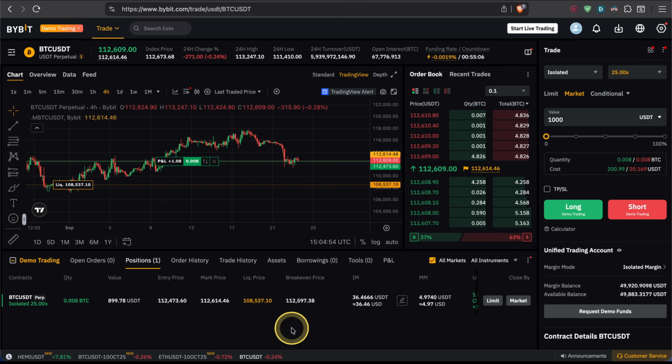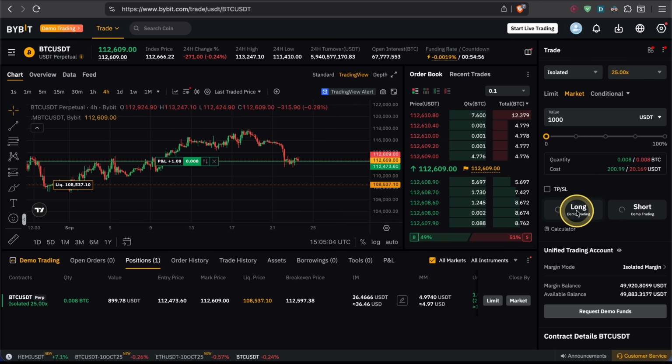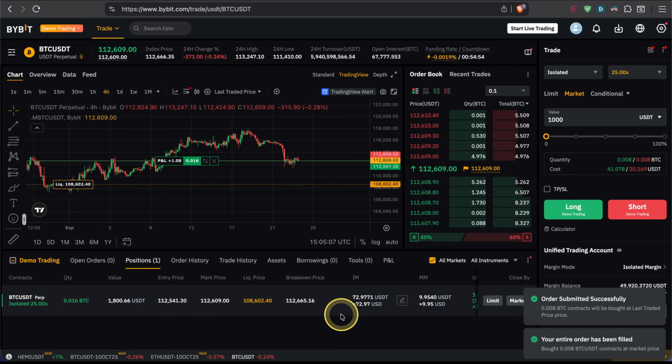To increase my position size in here, I can simply do as if I would open a new trade. So I can just go in here, market. I'm going to add another $1,000, click on long. And as you will see, I've now doubled my margin as well as my position size in here.